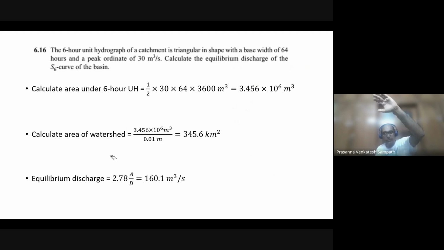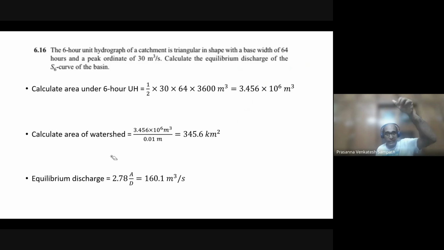Okay. Now I have everything that is required to find out the equilibrium discharge, which is given by 2.78 into A by D, which comes to around 160 cubic meters per second. So remember, A will have to be in kilometer square and D will have to be in hours. So I just put 2.78 into 345.6. You don't have to convert it to meter square or anything.